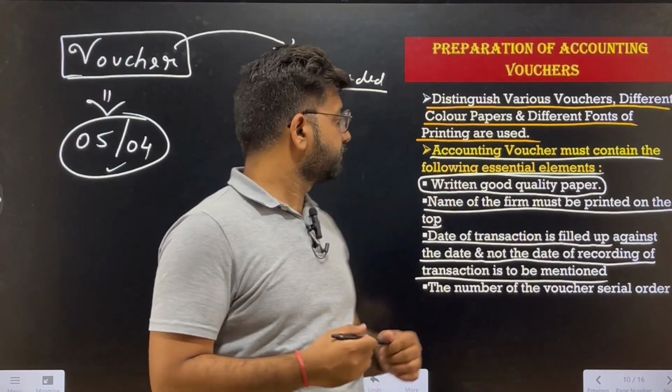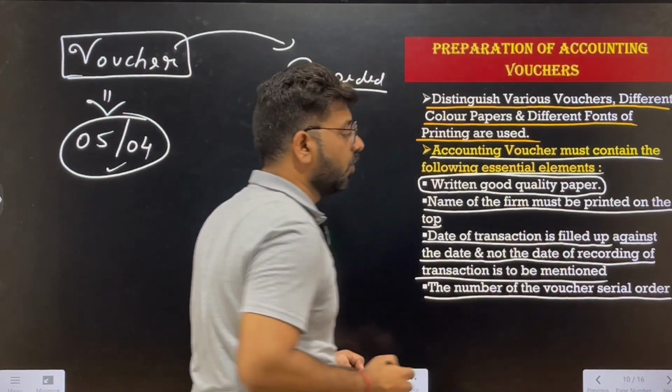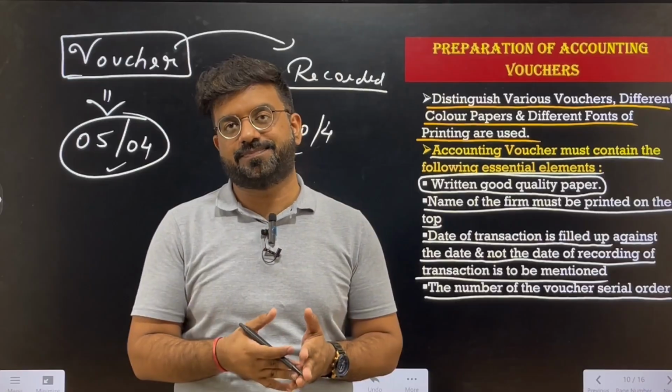Next, the number of the voucher, in serial order. Obviously, apart from the date and the firm's name, there should also be the number of the voucher, that is, the serial number should be in order. That is 1, 2, 3, 4. It should not be like 1, 5, 3, 4, 6, 8, 10, 15. It should be properly serialed, and the proper number should be mentioned in the format in the voucher.